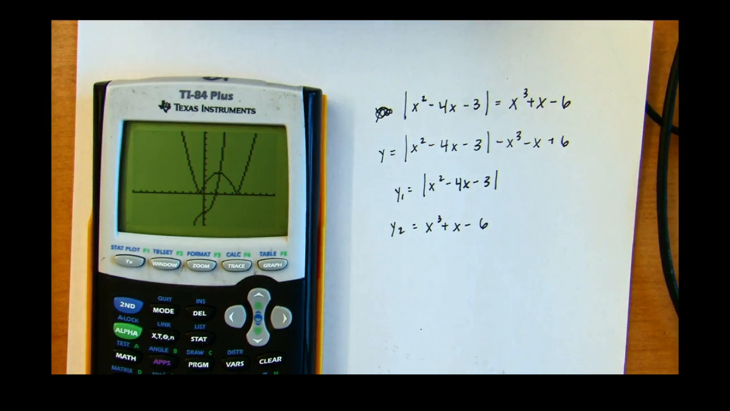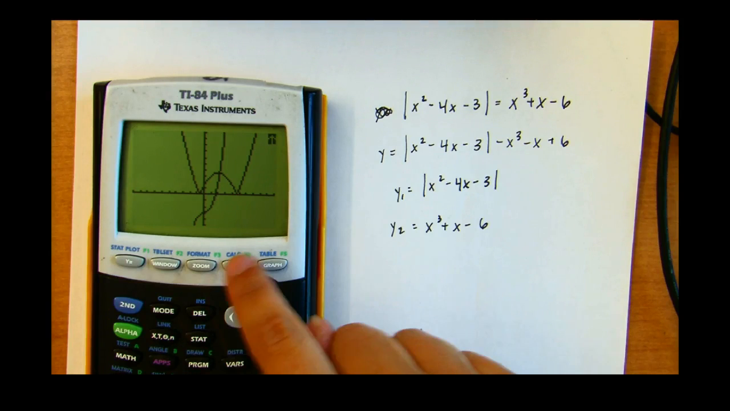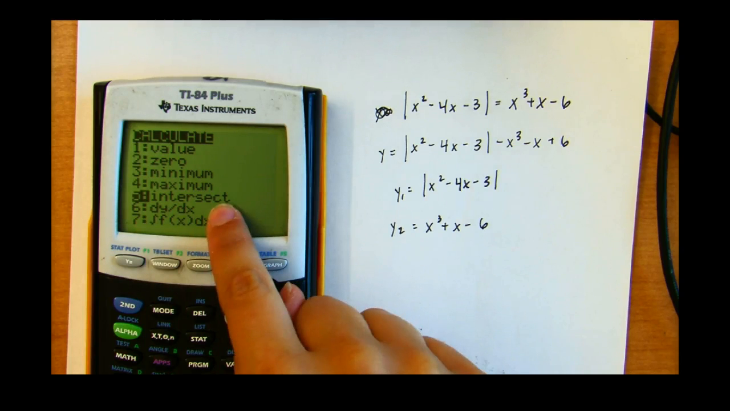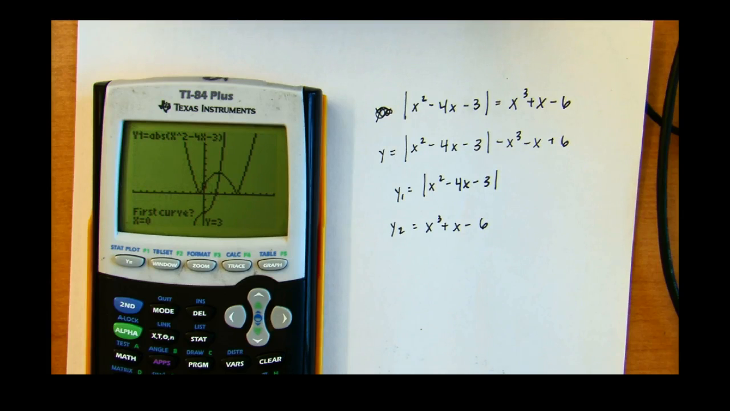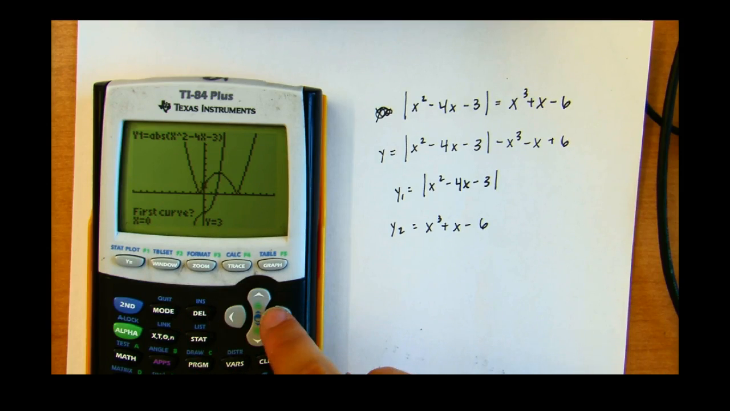In order to calculate the intersection points, I'm going to go to the calc feature one more time. So I'll go second, calc. And I'm going to go down to intersect. So you can press 5 or scroll down to 5. And now my calculator, just like it did with zeros, it's going to ask me a series of questions. So it's asking for a point on the first curve. I'm going to go kind of close to the intersection point. It doesn't have to be on it. That's okay, just close to it.